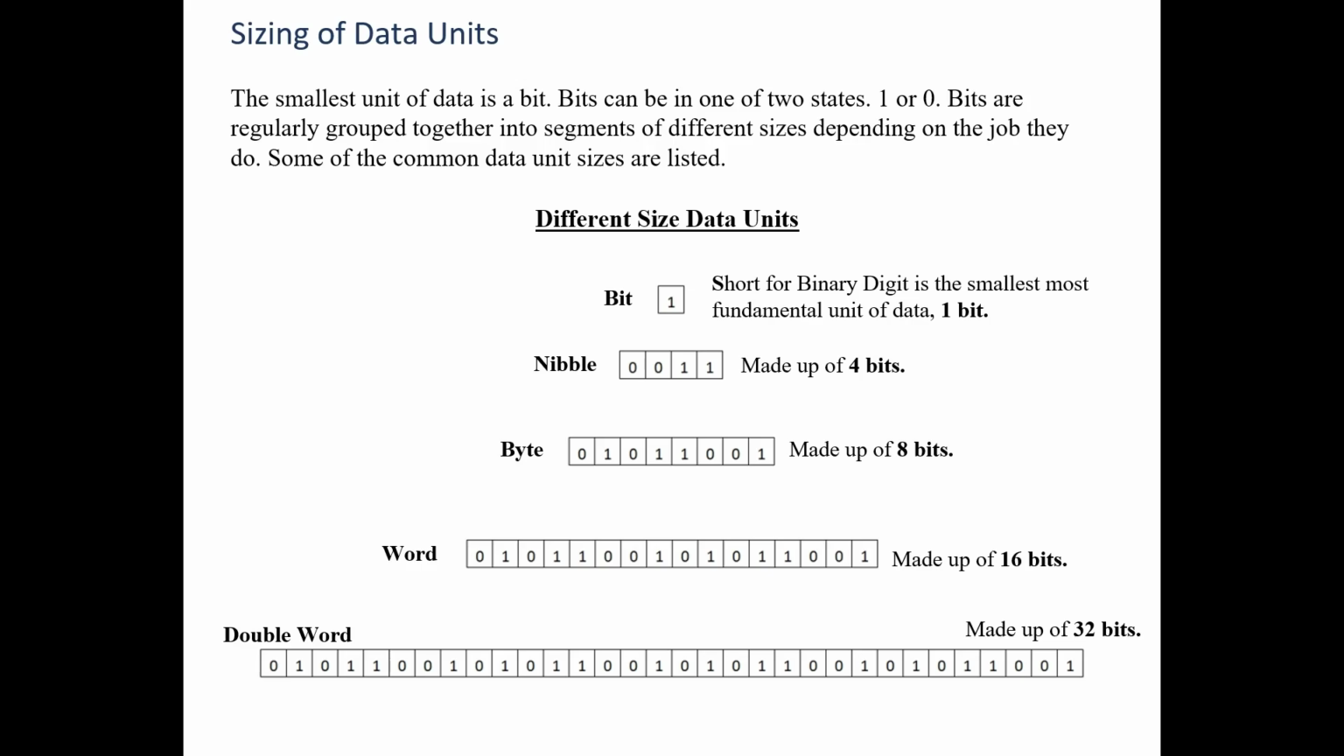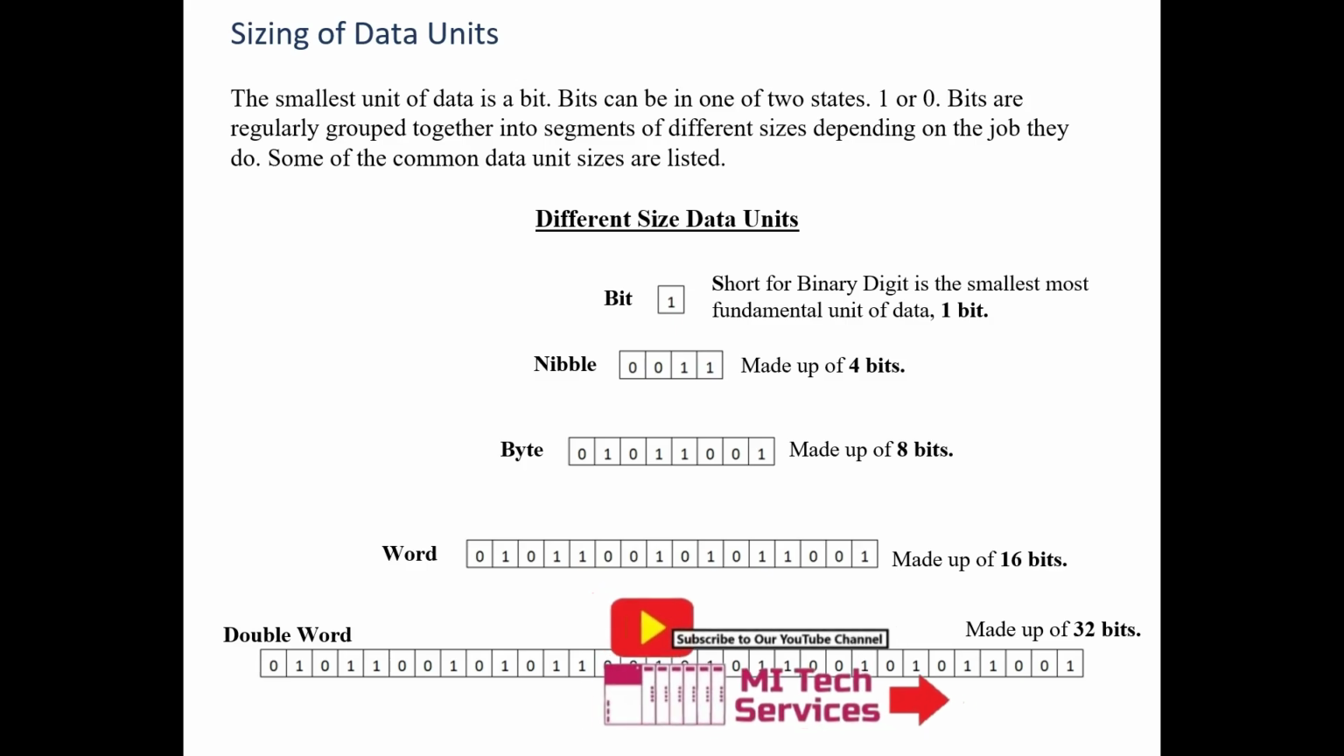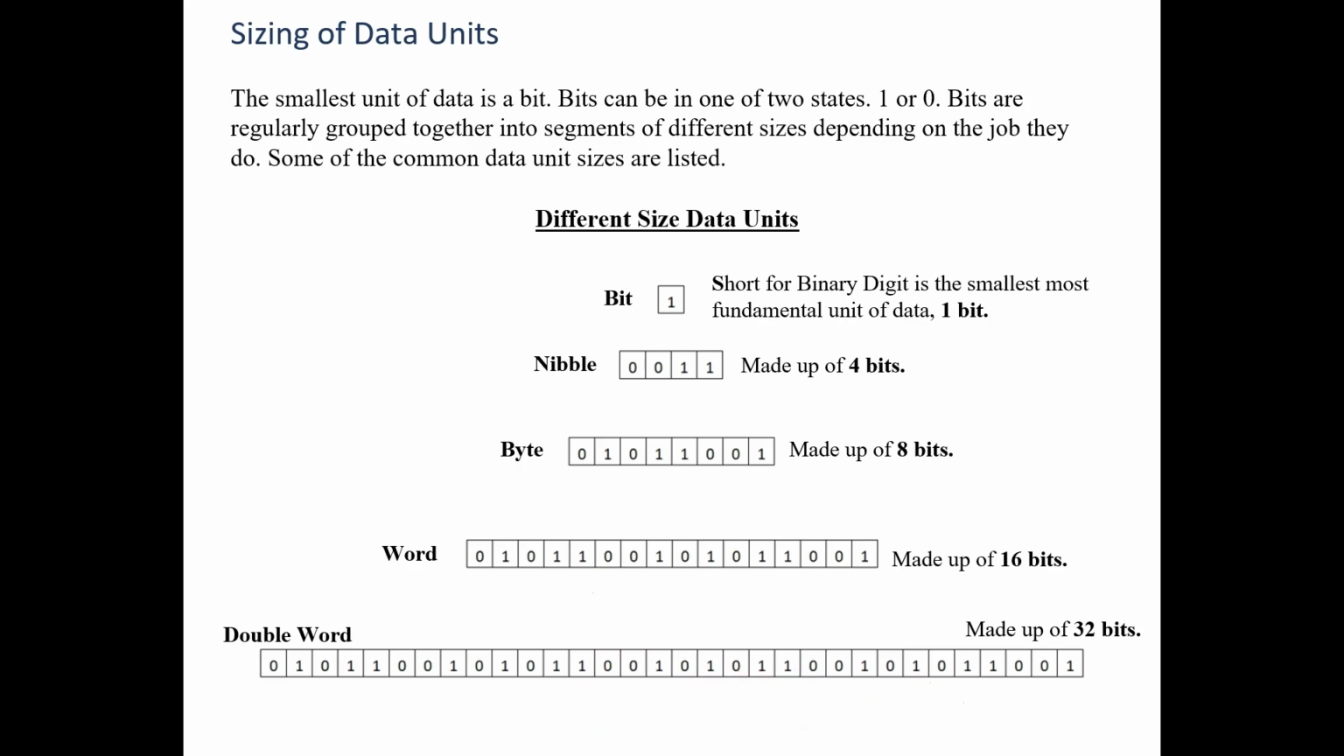So beginning at the smallest unit of data is a bit. A bit can be in one of two states, 1 or 0. Bits are regularly grouped together into segments of different sizes, depending on the job they do. The size of the group would depend on how much data is needed. Needless to say, the more bits, the more data.